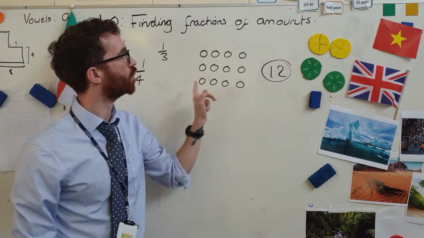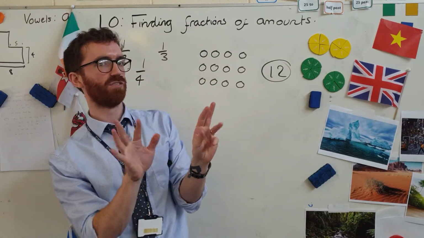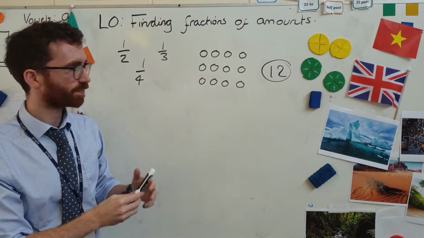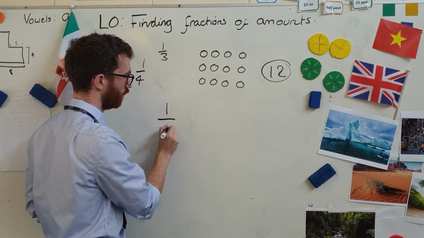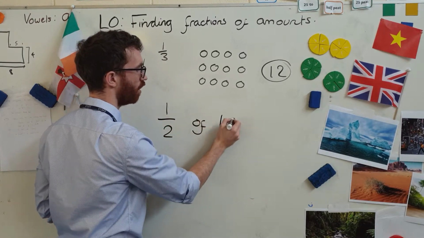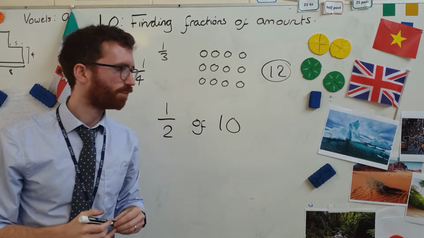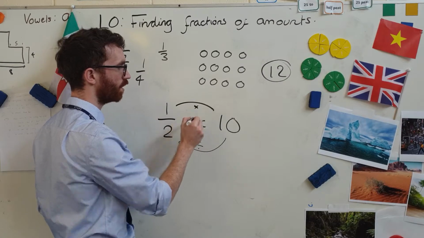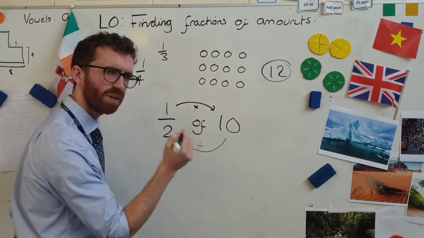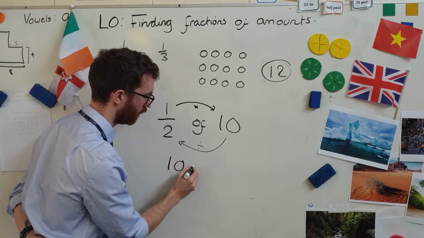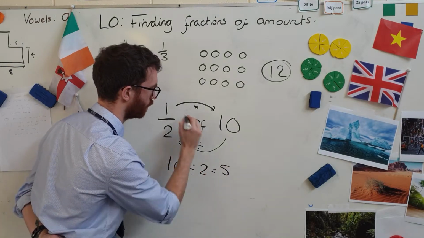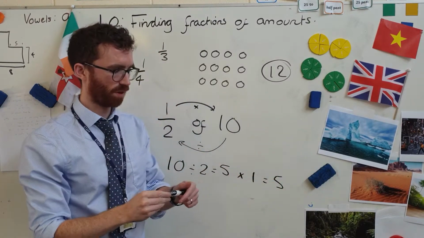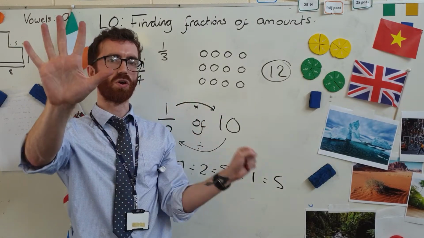So here I have got 12 beads. Now if I went back to my fingers for a second and I've got 10 fingers, I want to find half. Let's say I start with my fingers, so half of 10. When I find a fraction of something, I divide by the denominator and then I times by the numerator. So let's have a look, what do I mean by that? 10 divided by 2 equals 5, times the numerator, times 1, equals 5. Okay, so half of my fingers are 5.